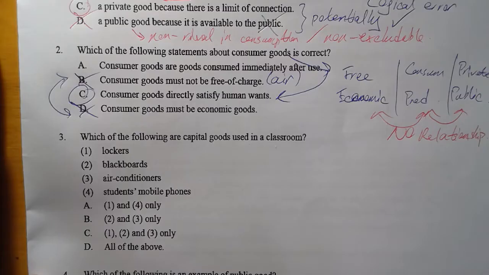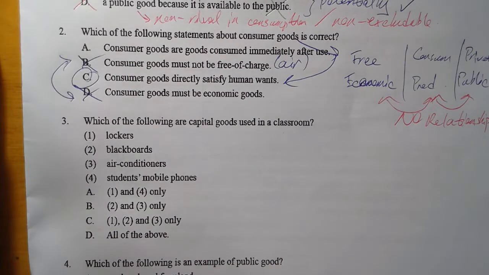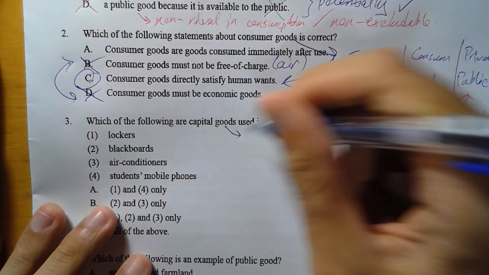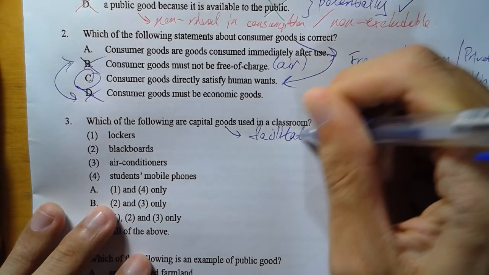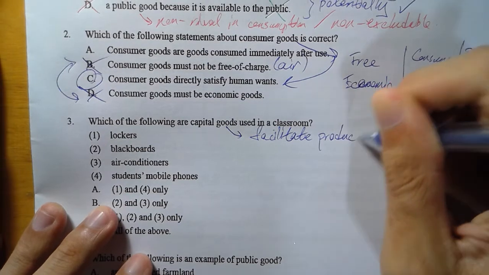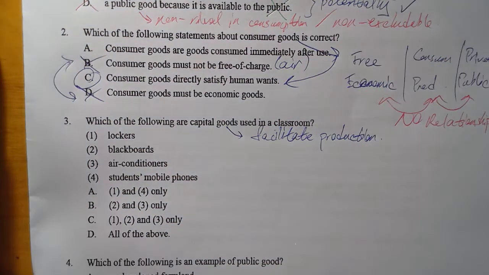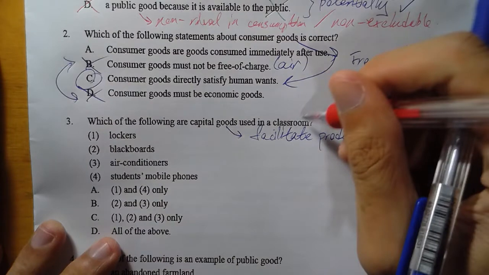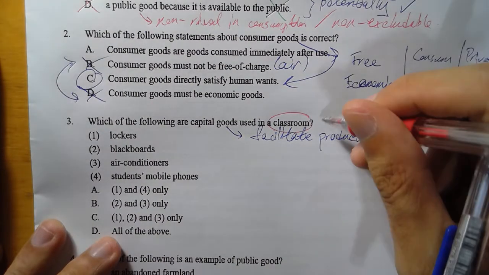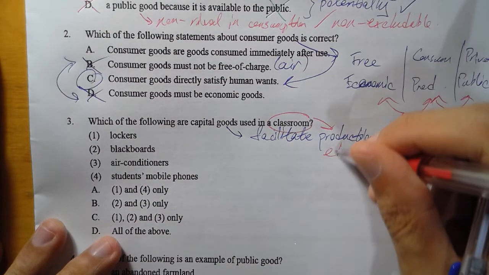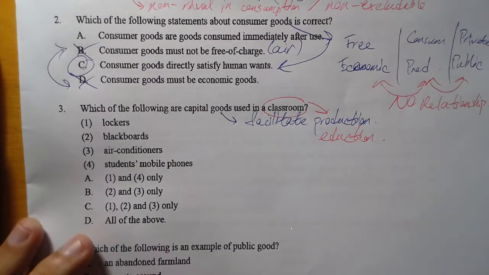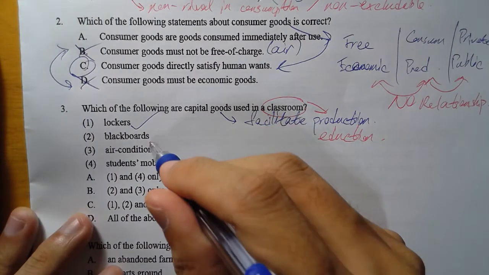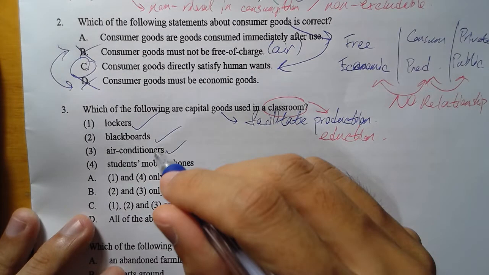Number three. Here, which of the following are capital goods? Remember, capital goods, we are talking about facilitating production, helping to do the production. Now here, in a classroom, it means we are concerned with the production of education in this case, teaching. Alright, now see which one: locker, yes; blackboard, no need to explain, right? Air conditioner, this is a typical example.